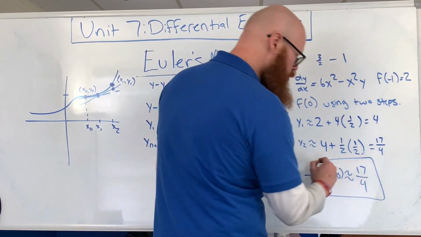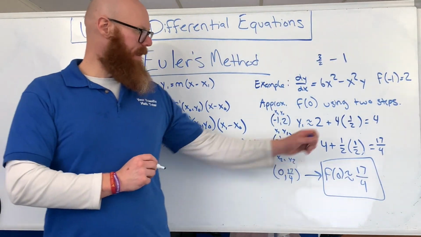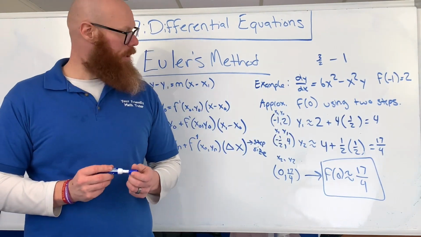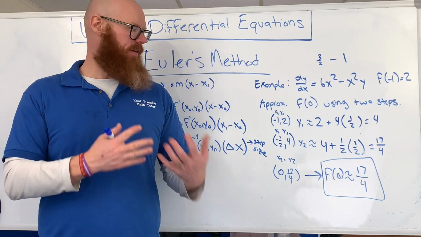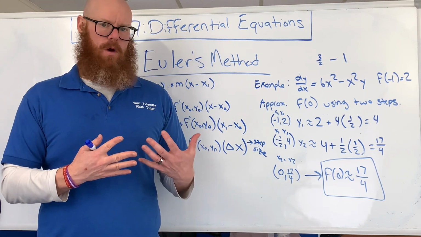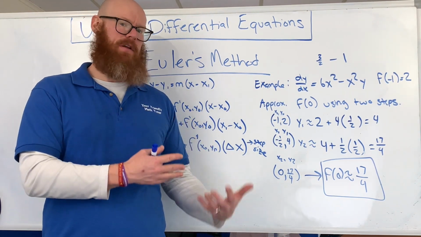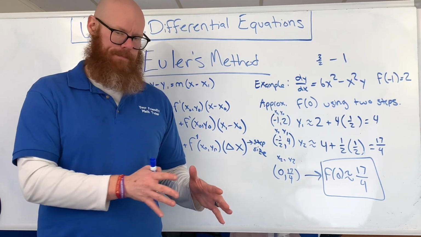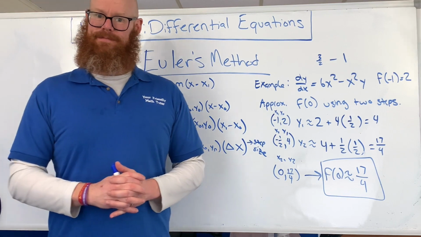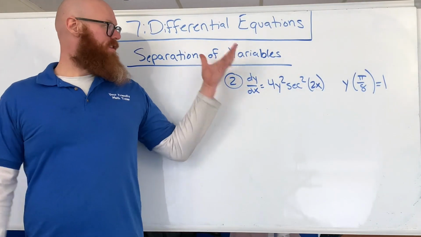So it took 2 steps to get there, and that's how we use the recursive process of Euler's method to solve for a specific value of a differential equation without actually solving the differential equation. That's why it's still just an approximation. All right, let's move on to separation of variables.